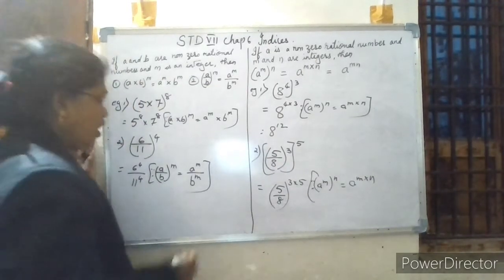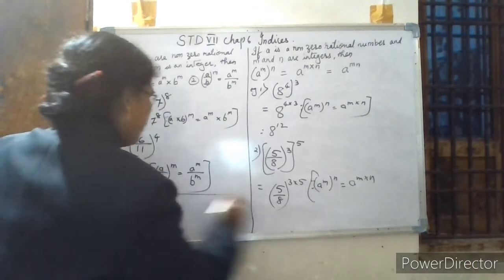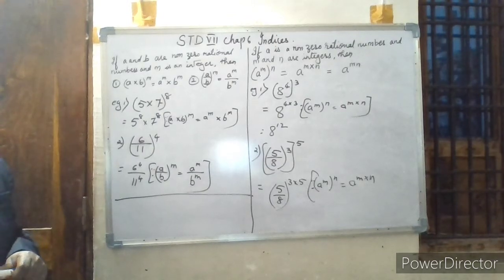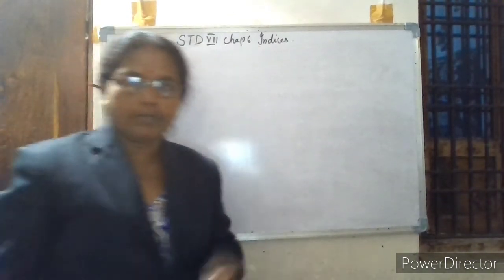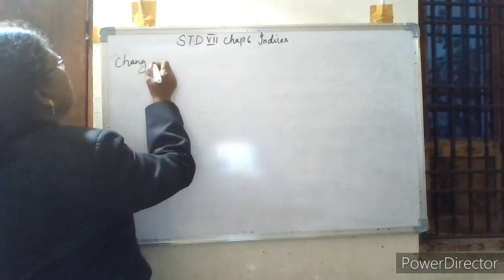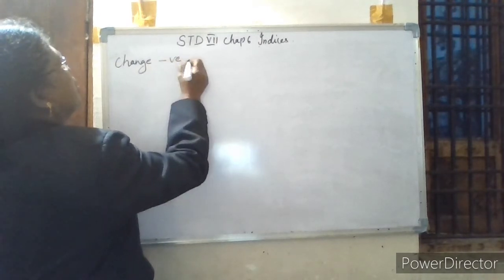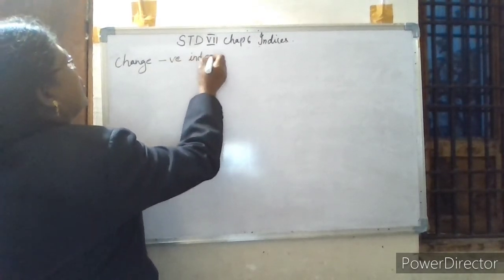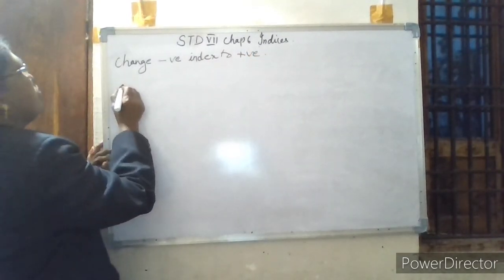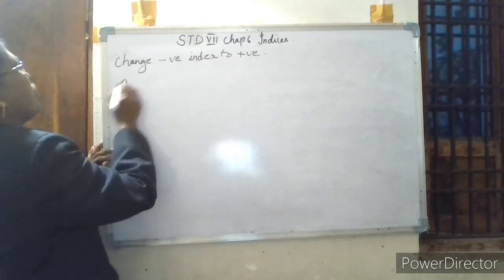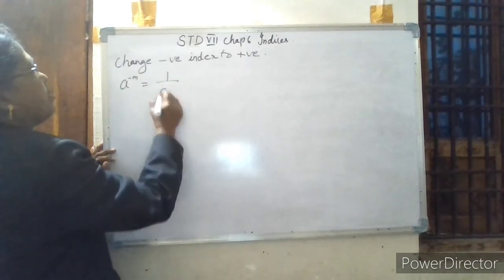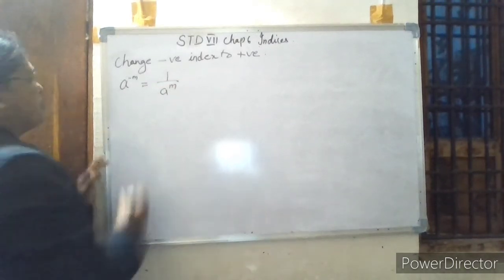Now, suppose we want to change a negative index to positive. Then see here. We can follow the law A raised to minus M is equal to 1 by A raised to M. Now, an example here.